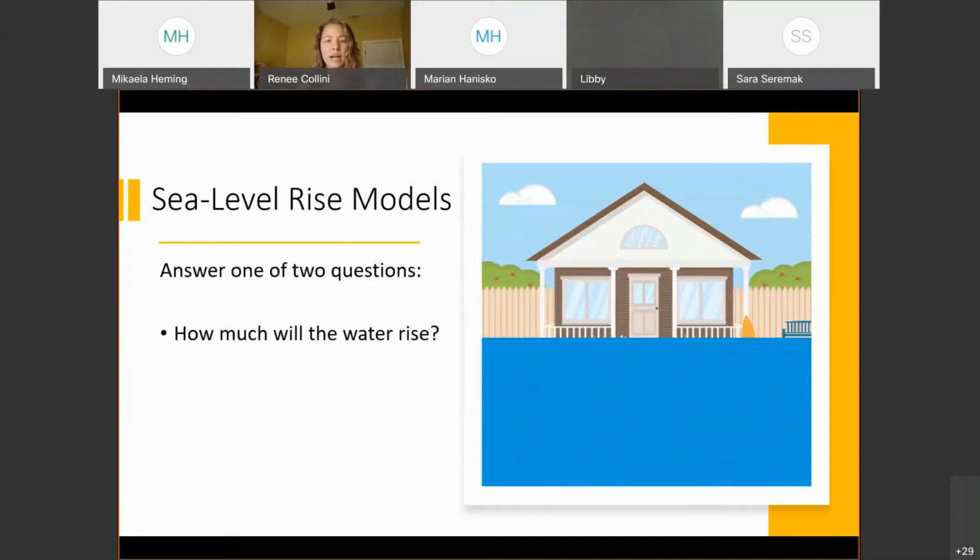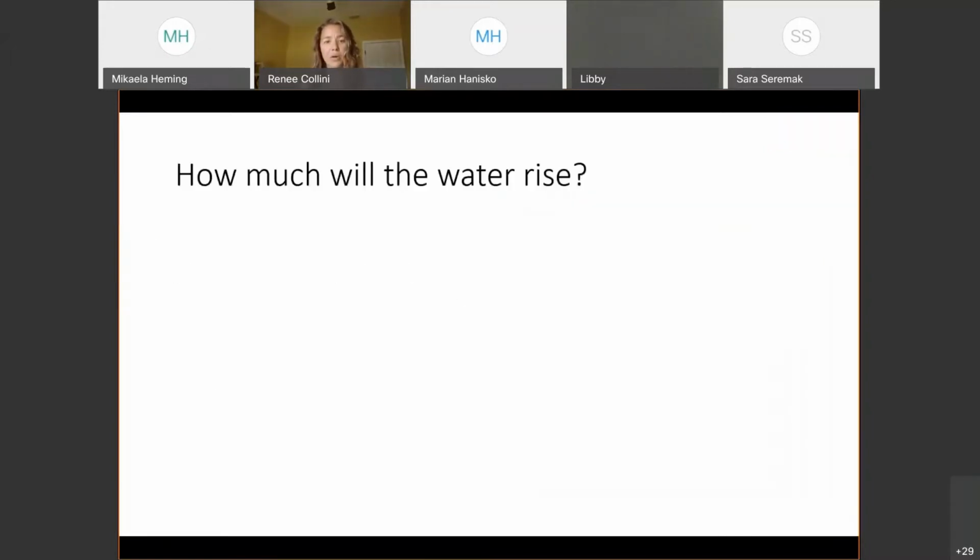The first is, how much will water rise? How much is mean sea level going to go up? The other question is, what happens when this mean sea level rises? How do things change? So we're going to take models that answer each of these questions one by one. We're going to start with, how much will the water rise? And the models that work on answering that question.